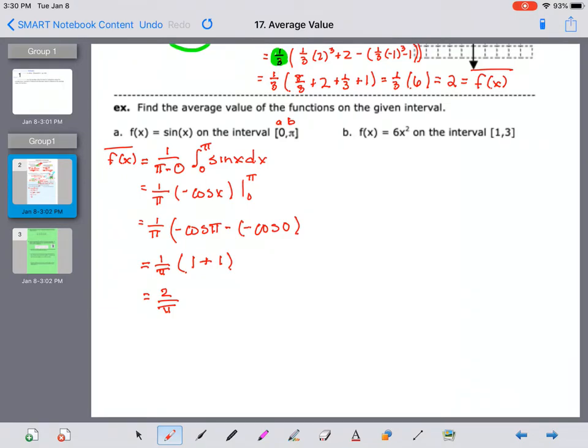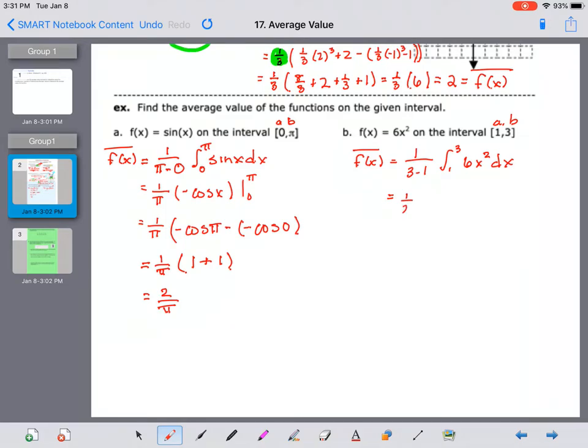Okay. If you want to try the next one on your own, go ahead and stop the video. If you want to just do it along with me, go ahead and continue the video. Okay, again, we're trying to find the average value. So if I want to find the average value of this particular function, here's my a, here's my b. All I'm doing is plugging into the formula. So 1 over b minus a, integral from a to b of the function that we're finding the average of.